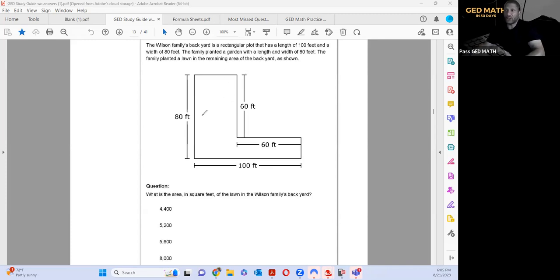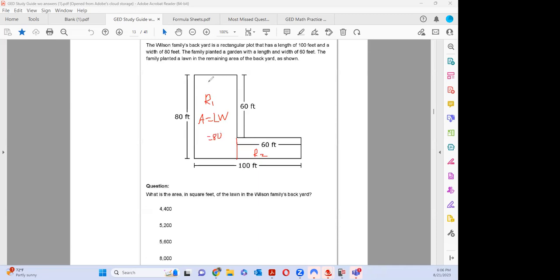But if you notice, how do you figure out what the area of this shape is? What I would recommend doing is dividing this shape into two shapes. This is your rectangle one. This is your rectangle two. So we know in order to find the area is length times width. Well, we can easily tell the length, that's 80. But the width here is kind of hard to figure out.